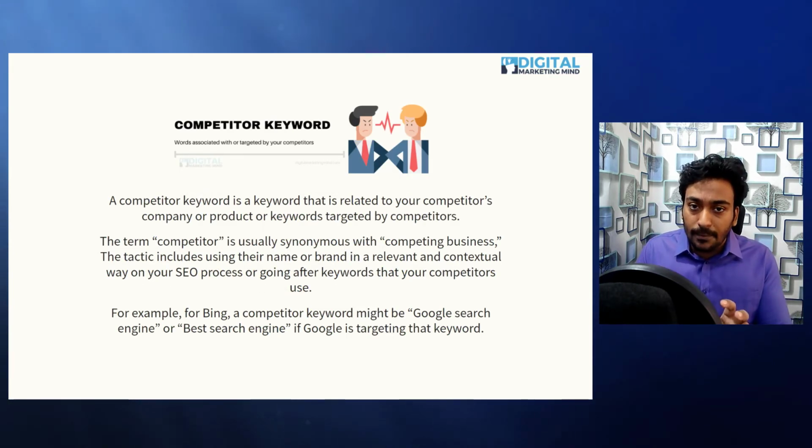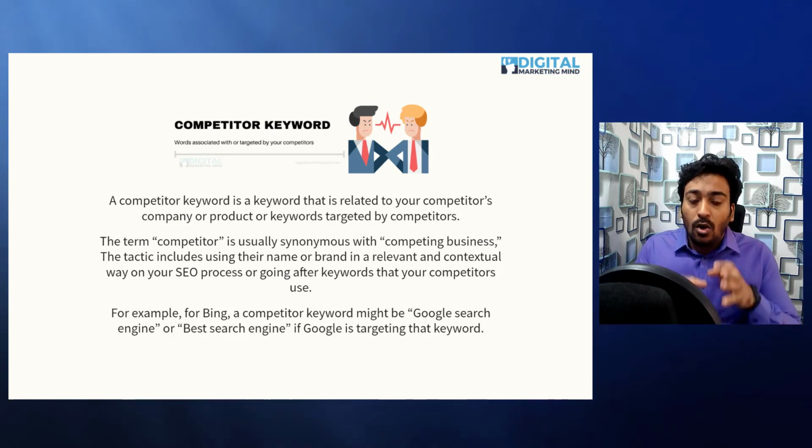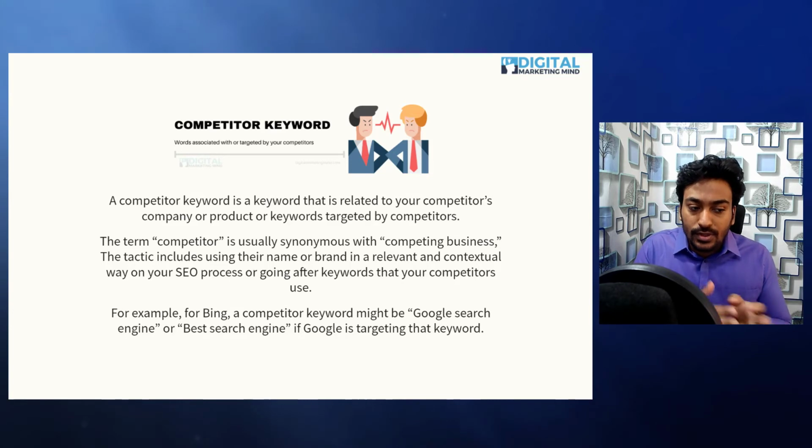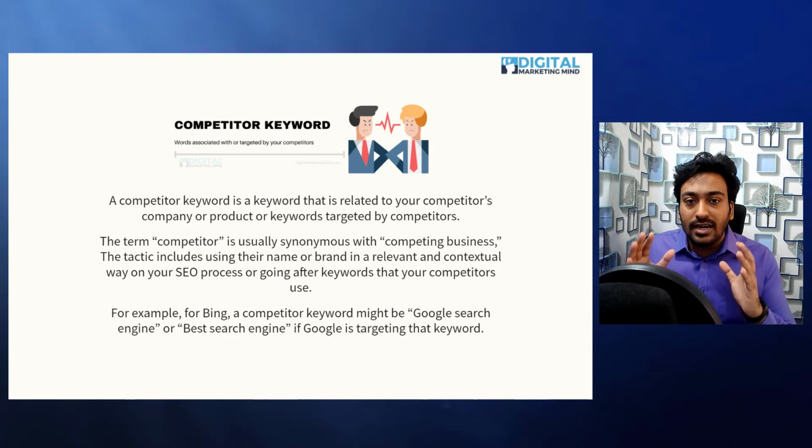This is one of the most important ones, where a competitor keyword is a keyword that is related to your competitor's company, product, or a keyword targeted by competitors. The term competitor is usually synonymous with competing businesses. The tactic includes using their name or brand in a relevant and contextual way in your SEO process, or going after keywords that your competitors are using. For example, for Bing, a competitor keyword might be Google search engine or best search engine if Google is targeting that keyword. The understanding is very clear.